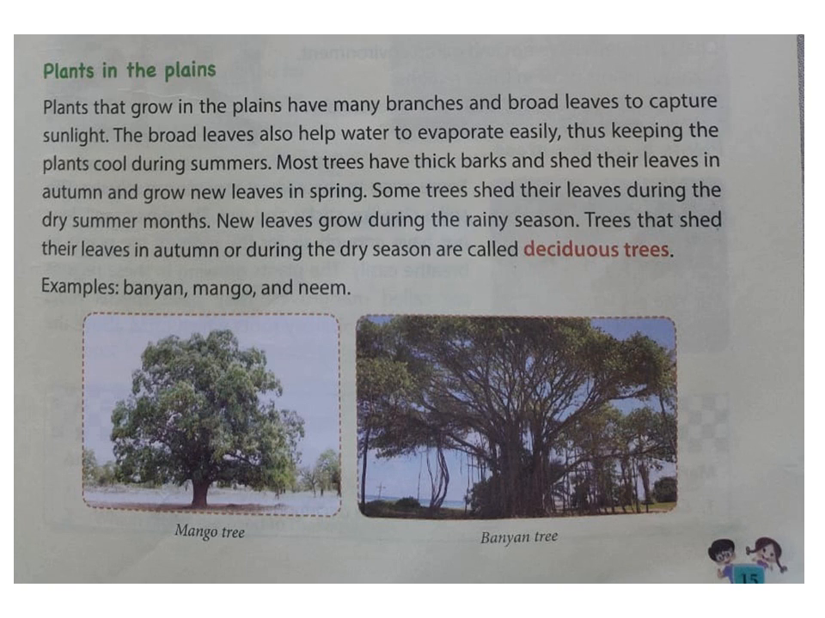Most trees have thick bark and shed their leaves in autumn and grow new leaves in the spring. That's why they are called deciduous trees. Some trees shed their leaves during the dry summer months. New leaves grow during the rainy season. Trees that shed their leaves in the autumn and during the dry seasons are called deciduous trees. Got it? What are the deciduous trees? The trees which shed their leaves in autumn or in dry season. Examples: banyan tree, mango tree, neem tree. You can write others which are found in the plains.